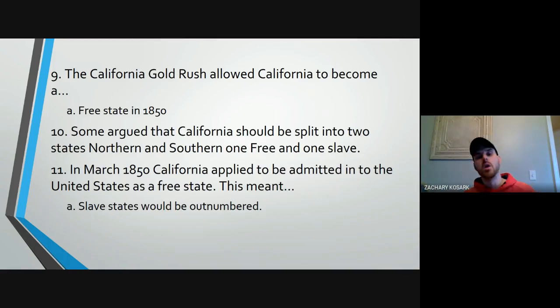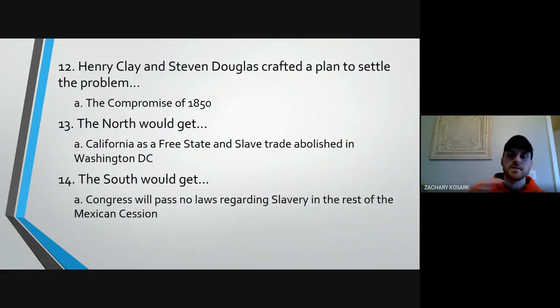Now it's a free state, so it upsets the balance between the slave and free states. If you have 11 slave states and 11 free states, everything's equal. It's all good. If you have 12 free states and 11 slave states, the free states have the upper hand. They can vote whatever they want. So some argued that California should be split into two states, Northern and Southern California, one free and one slave. In March of 1850, California applied to be admitted into the United States as a free state, and that would officially mean that the slave states would be outnumbered. This was never going to happen unless there was a compromise made.